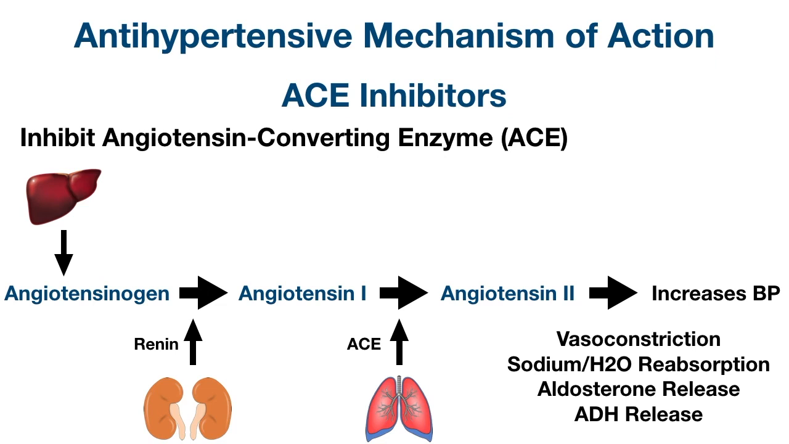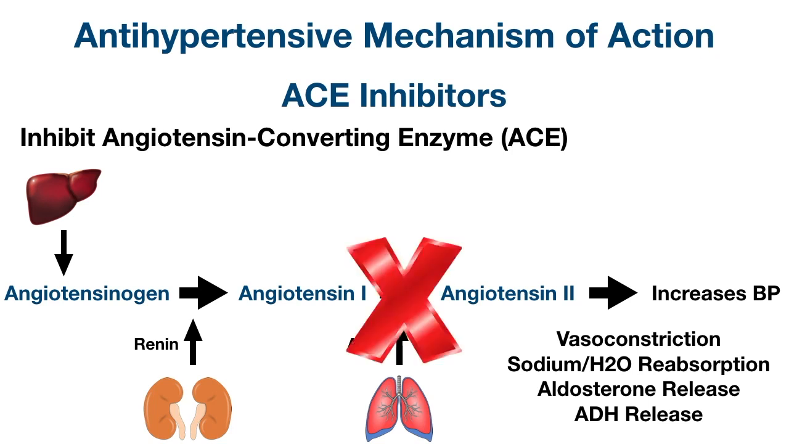Angiotensin II can bind to angiotensin receptors on blood vessels, which leads to vasoconstriction, and this increases blood pressure. Angiotensin II also increases reabsorption of sodium and water in the kidneys and augments the release of aldosterone from the adrenal cortex and the release of antidiuretic hormone from the posterior pituitary gland, and all of this will work to increase blood pressure. Well, if we block angiotensin-converting enzyme, then we will decrease the formation of angiotensin II.